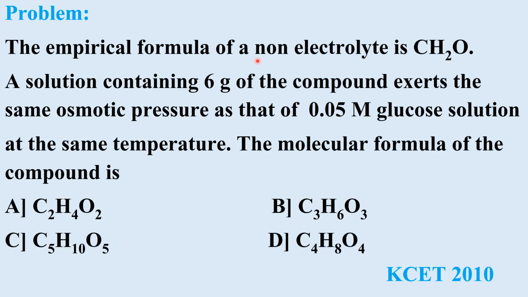The empirical formula of a non-electrolyte is CH2O. A solution containing 6 gram of the compound exerts the same osmotic pressure as that of 0.05 molar glucose solution at the same temperature. The molecular formula of the compound is: option A C2H4O2, option B C3H6O3, option C C5H10O5, option D C4H8O4.